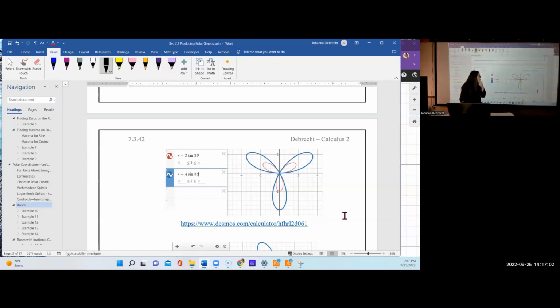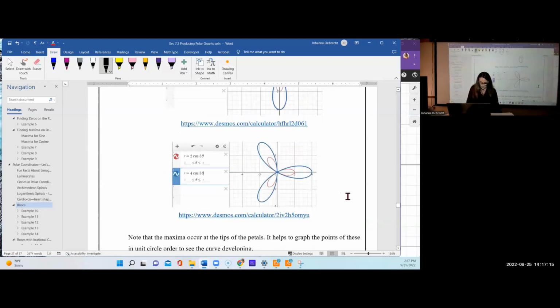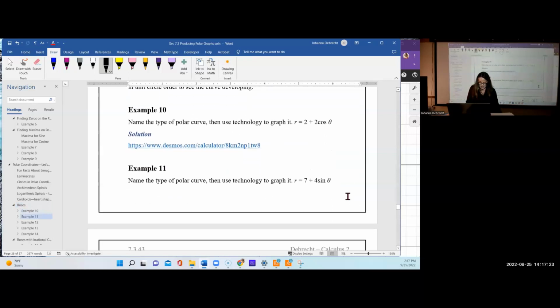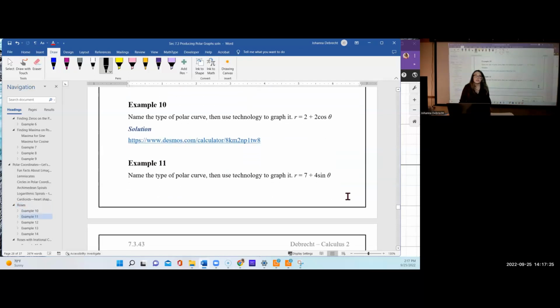for all of them. All right, so this is 2 sine of 3 theta and 4 sine of 3 theta. And again, the length of the petal, the maximum length, is the coefficient value that you see right there. All right, and here is 2 cosine of 3 theta, 4 cosine of 3 theta. Right. And then we can take a look at some examples and we can go graph them.